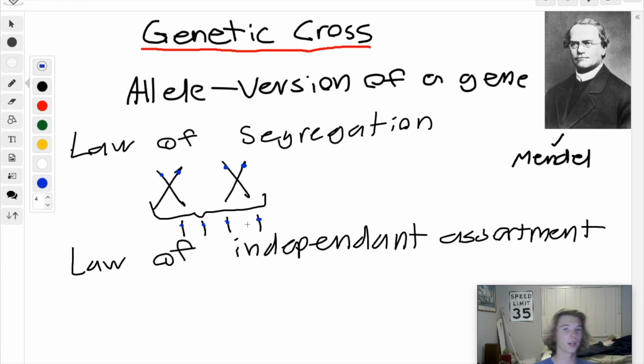So basically, what the law of segregation states is that it's not going to give two alleles. Each parent only gives one allele, and then during fertilization, the two alleles come together and create their own genotype for the offspring. The law of independent assortment basically states that genes for different traits assort independently of each other during gamete formation.